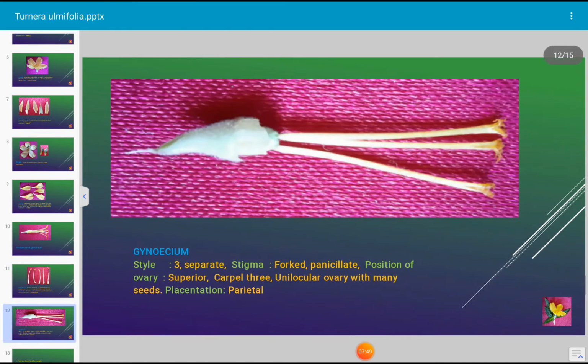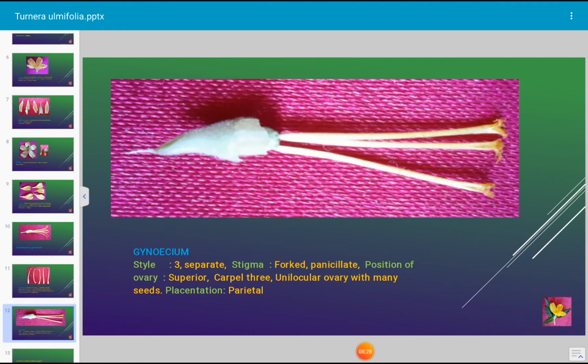Next. This is the female part of the flower, that is gynoecium. The gynoecium consists of ovary, style and stigma. There are 3 separate styles. They originate independently from the top of the ovary. 3 separate styles are there, and the stigma is somewhat forked, different from all other plants we have seen till today. Such a forked or lobed frilled stigma is also described as penicillate type of stigma.